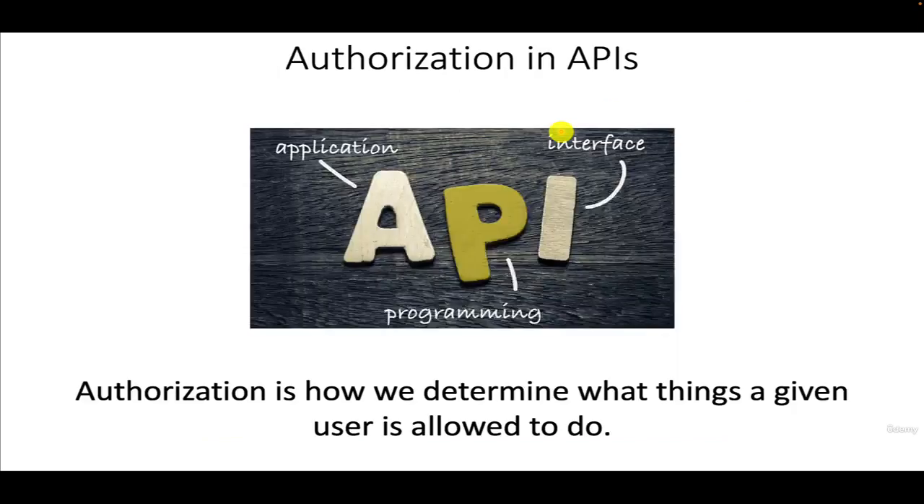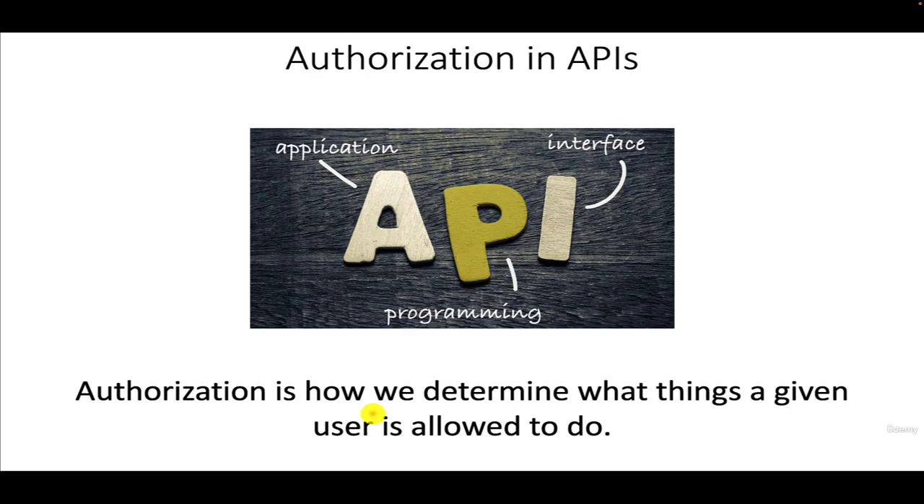First, in APIs, we have two important terms. We have authorization and authentication. First, we will identify both of them, what is the difference between them, and see how Postman deals with each one of them. So first, we have authorization.